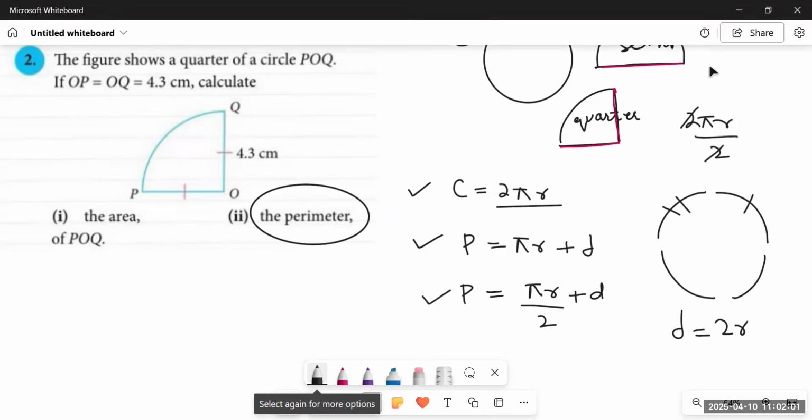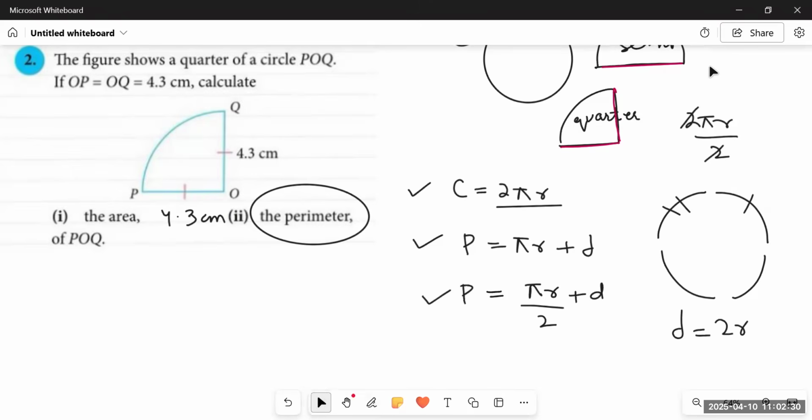Question number 2. They are telling us the figure shows a quarter of a circle POQ, and the radius is given as 4.3 centimeters. They have already provided you with the details that OP and OQ are the 2 radii of this quarter circle. And since they both are radii and radii across the circle are similar, they have already told you that OP is equal to OQ is equal to 4.3 centimeters. So we can say that the radius is given.